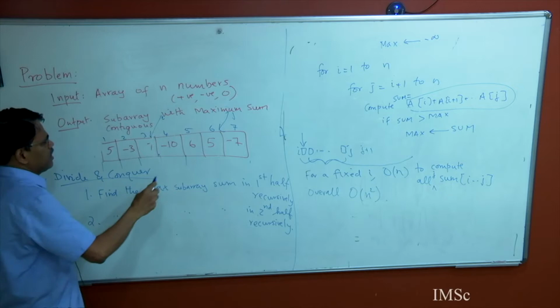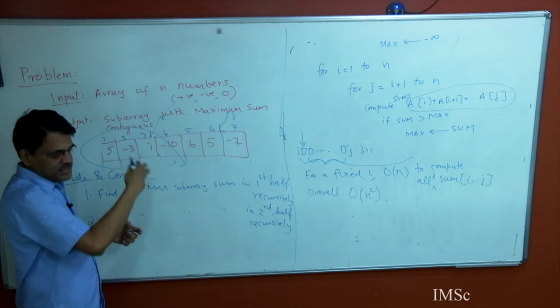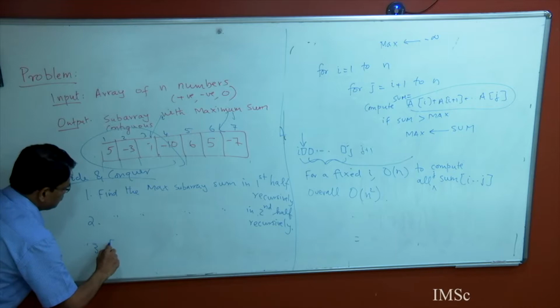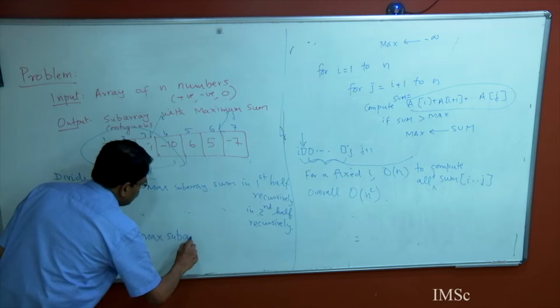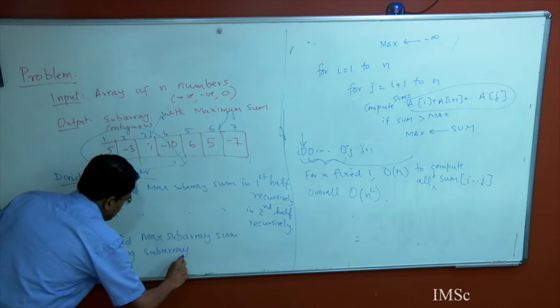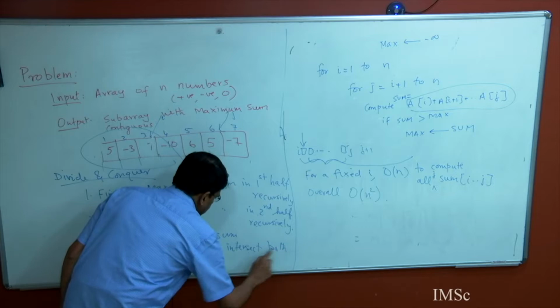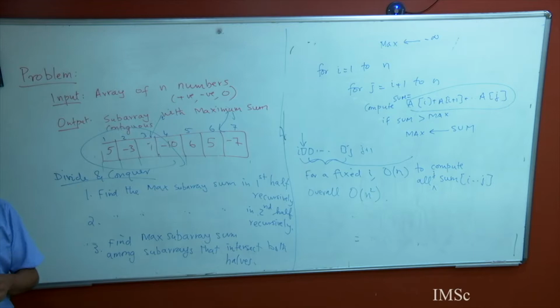So from here, I'll take the first half. Among all the things here, I pick the maximum sum. Second half, pick the maximum sum. Then I need to find, and this is the relatively harder thing to do, the max subarray sum among subarrays that span both halves, or that intersect both. That's what I have to do. Then I pick the max of the three things. Let's see how I can do this. Then we'll write a recurrence relation, and then we will be back to a merge sort like solution.